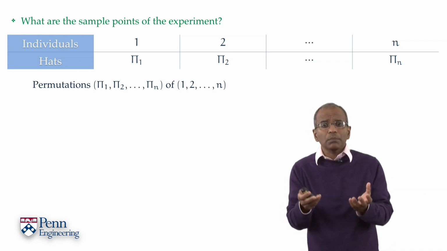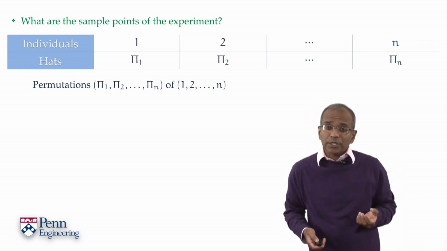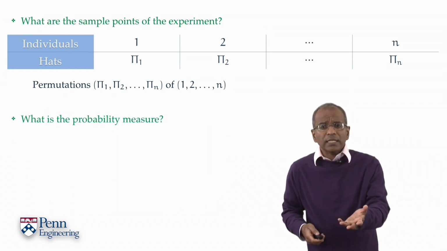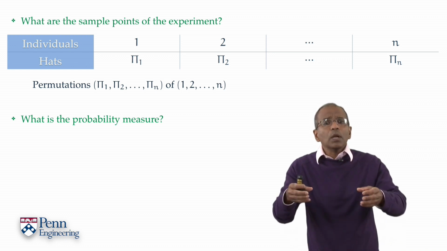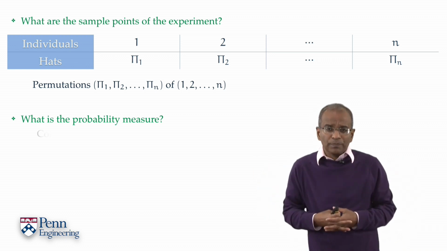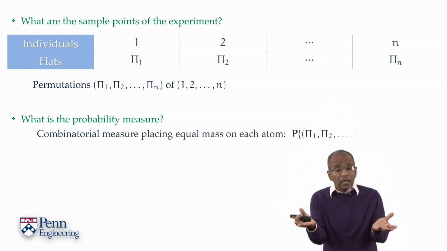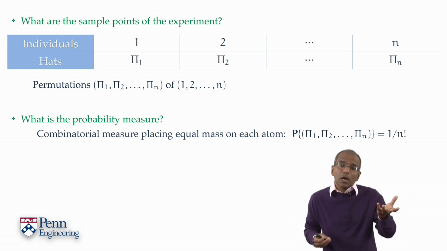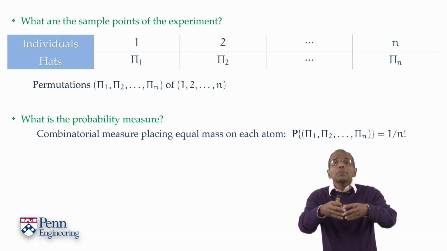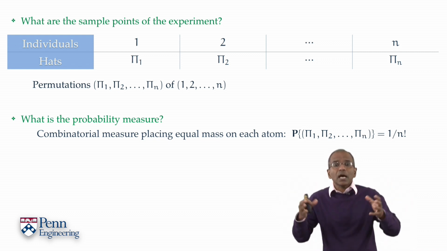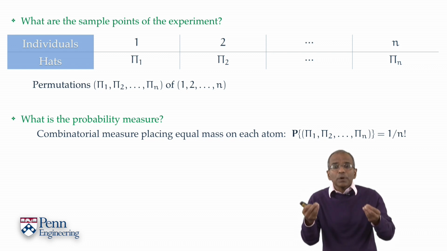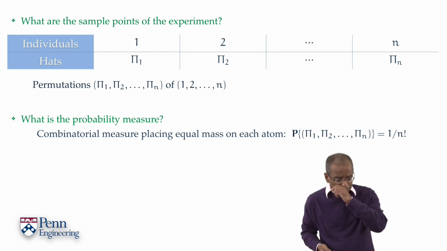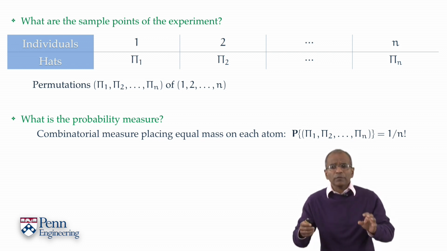They're given by permutations of the numbers 1 through n. What is our next question? Well, inevitably, what is the probability measure? And of course, in this setting, there is no reason to believe that any one permutation is to be favored over any other permutation. And therefore, we have a combinatorial setting where to each permutation, we allocate equal mass. And what is that mass? Well, the reciprocal of the number of terms that are in the sample space, the size of the sample space. In other words, each permutation is allocated atomic mass 1 over n factorial.